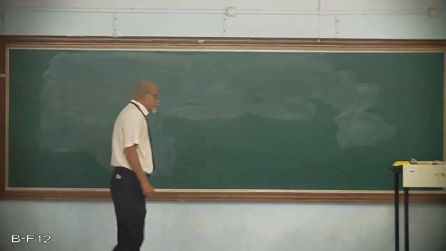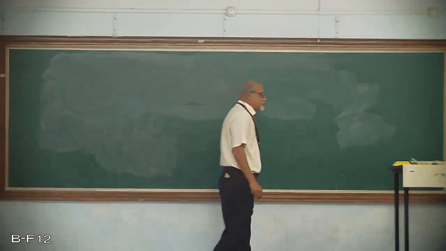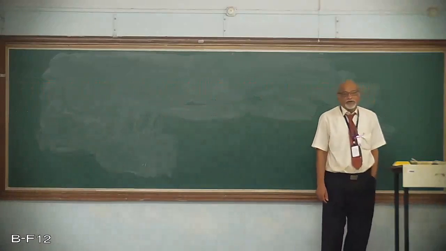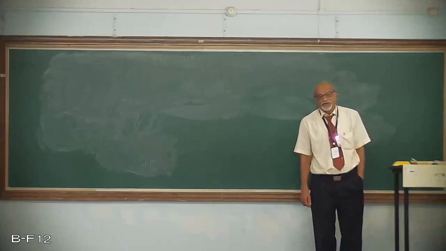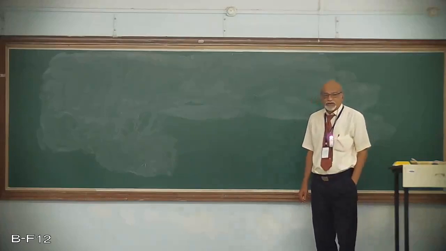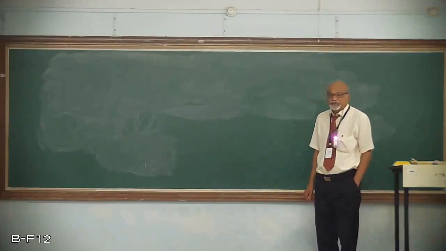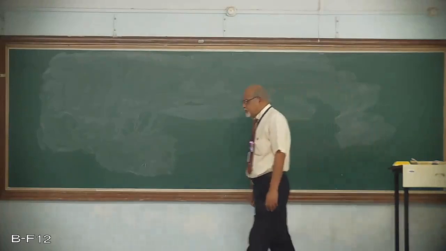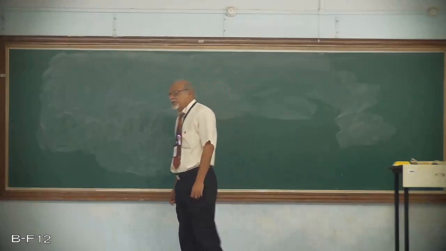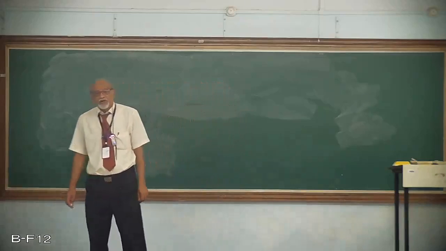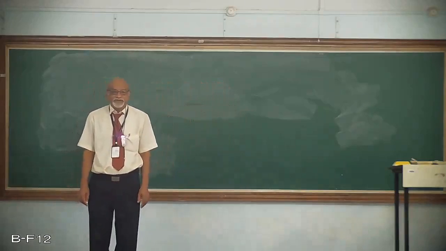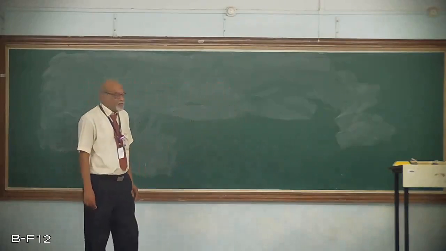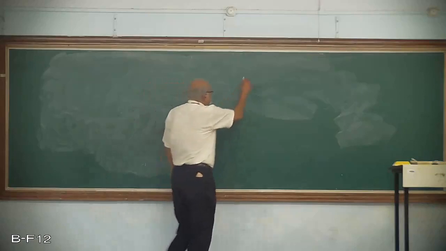We'll be discussing probability control limits, and we'll be concluding the discussion on control charts, both control charts for variables and control charts for attributes. So what is meant by probability control limits? All along, we were discussing 3 sigma control limits.